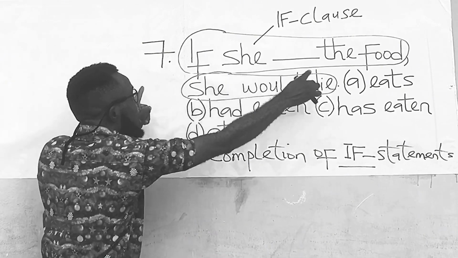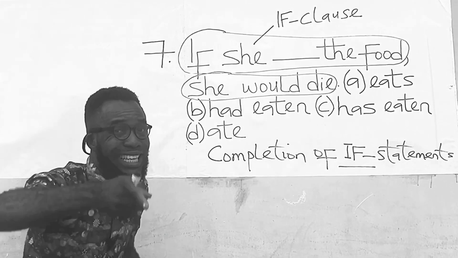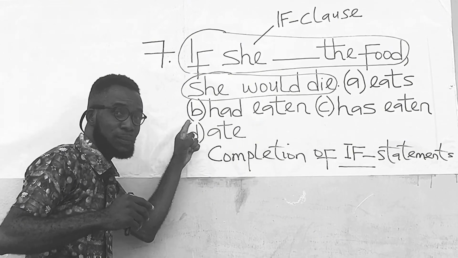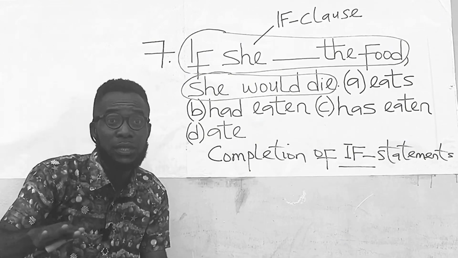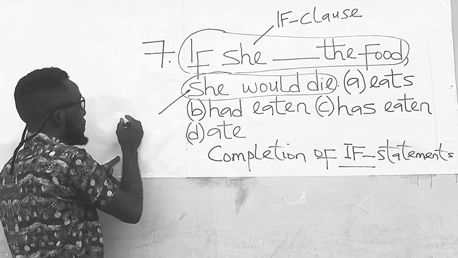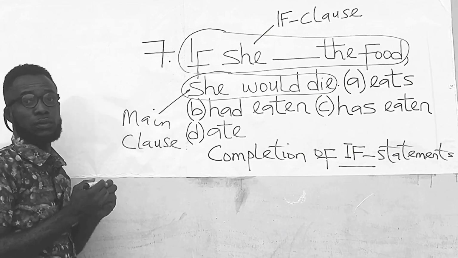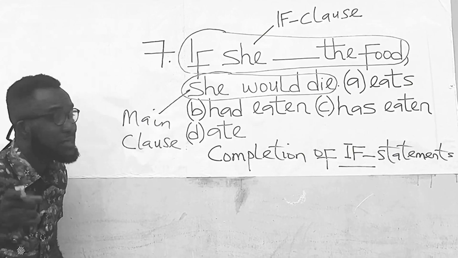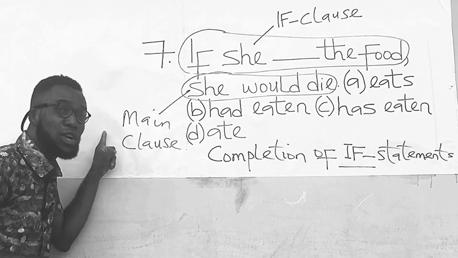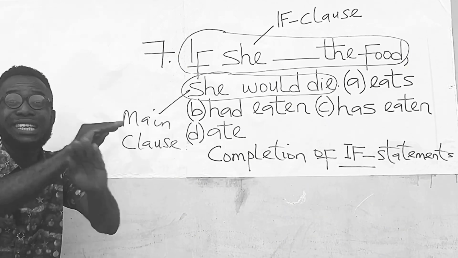If you look at the second part of the if statement here, you will find out that it does not carry the if. It does not contain the if. The part of an if statement that does not carry or contain the if is what we call the main clause. The main clause is the part of an if statement that does not carry the if. The main clause is also called the independent clause. I believe that is understood.